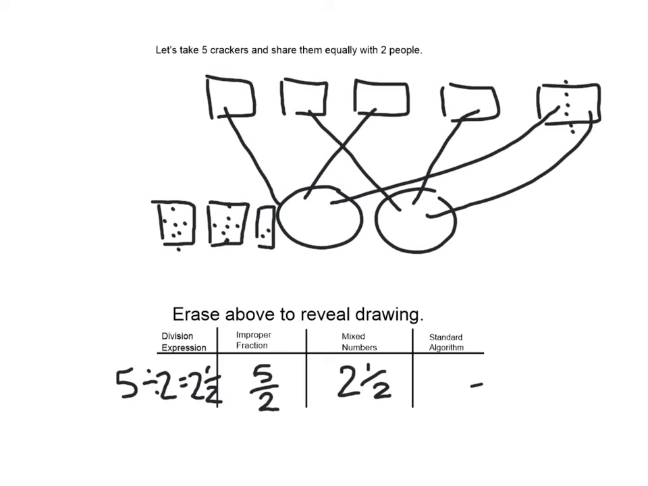And our standard algorithm is 5 divided by 2. 2 goes into 5 2 times. 2 times 2 is 4. We subtract and get 1 left out of 2, 2.5. And all of these answers should match.